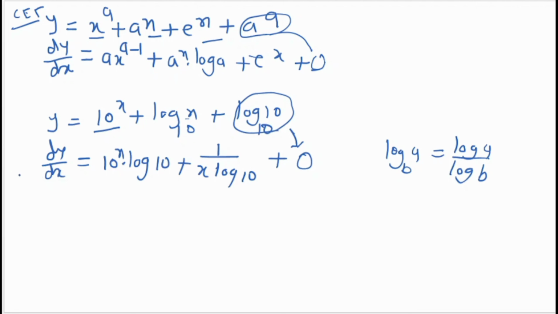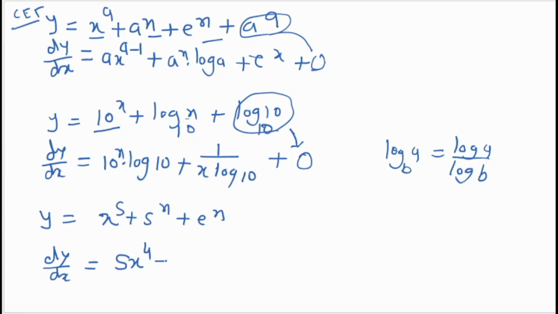Therefore the derivative of a constant is 0. So we take one more example, y equal to x raised to 5 plus 5 raised to x plus e raised to x. So now the derivative dy by dx is equal to function raised to a constant, that is 5 into x raised to 4, plus 5 raised to x into log 5, plus e raised to x.